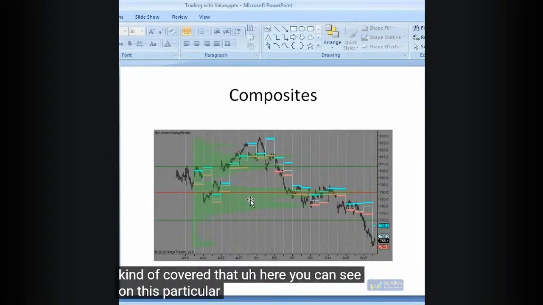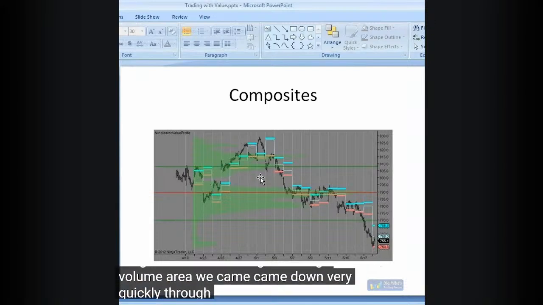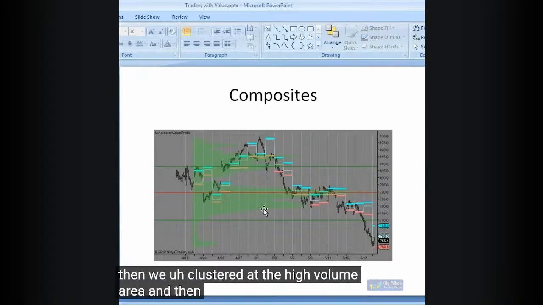Here you can see on this particular composite, and this is from a number of months ago, we get all this clustering in the high volume area. We came down very quickly through that low volume area, and then we clustered at the high volume area, and then bam, we go really quickly through the low volume area again.